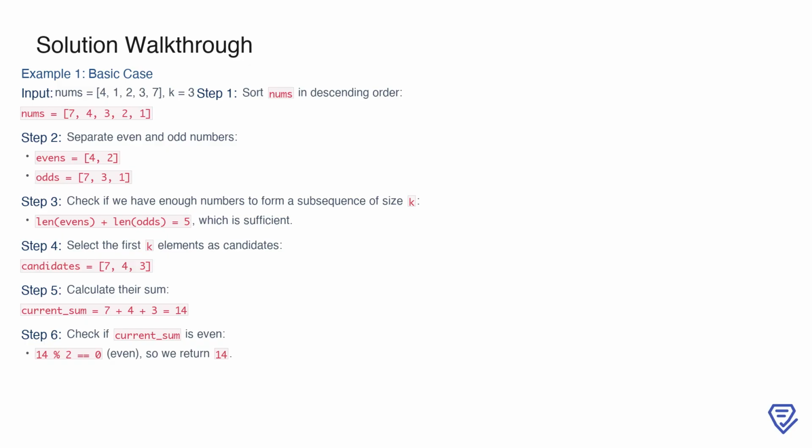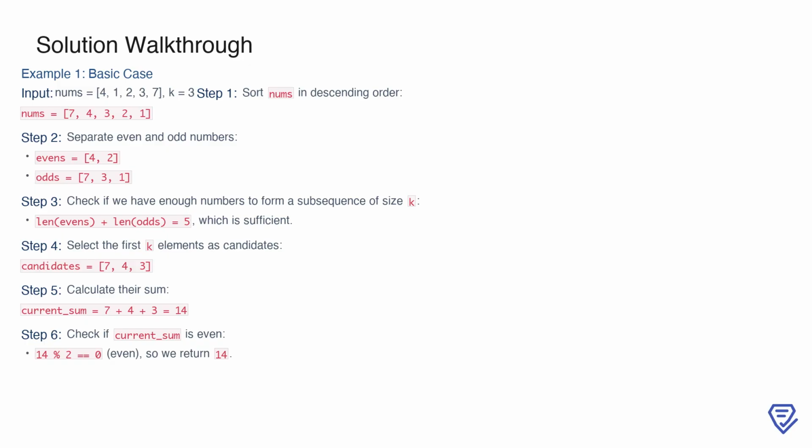The input array is nums equals 4, 1, 2, 3, 7, and we need to form a subsequence of size k equals 3 with the largest even sum. First, we sort nums in descending order, resulting in nums equals 7, 4, 3, 2, 1. Next, we separate the numbers into even and odd groups. Here, the even numbers are evens equals 4, 2, and the odd numbers are odds equals 7, 3, 1.